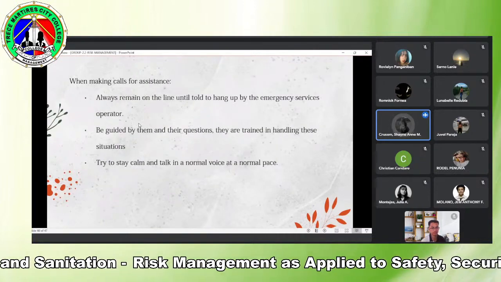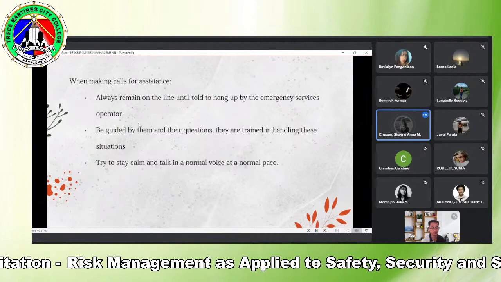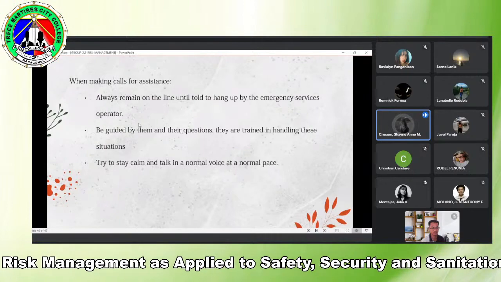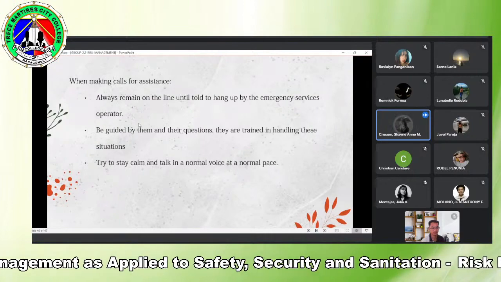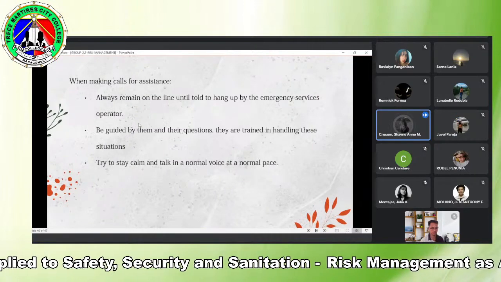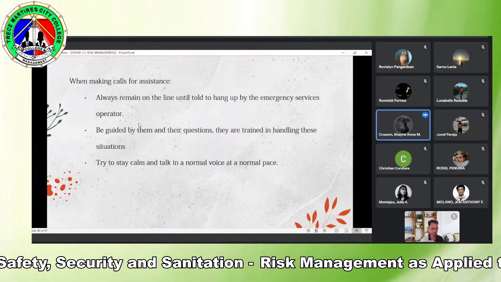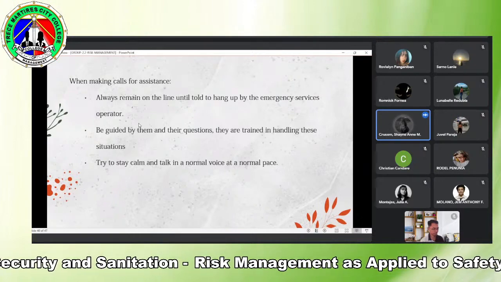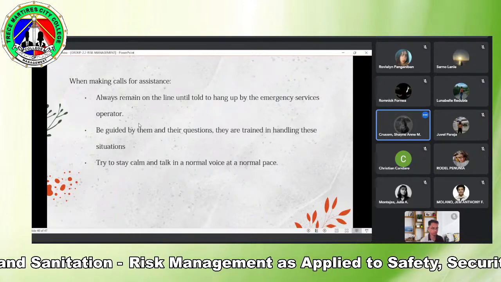When making calls for assistance, always remain on the line until told to hang up by the emergency services operator. Be guided by them and their questions. They are trained in handling this situation. Try to calm down and talk in normal voice and normal pace.